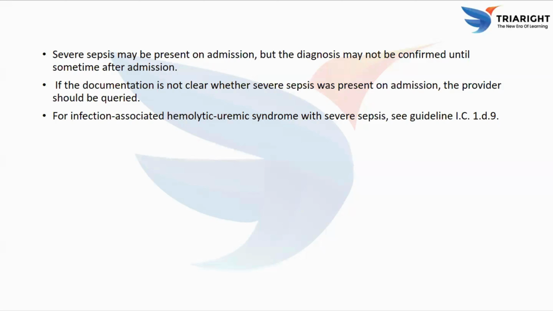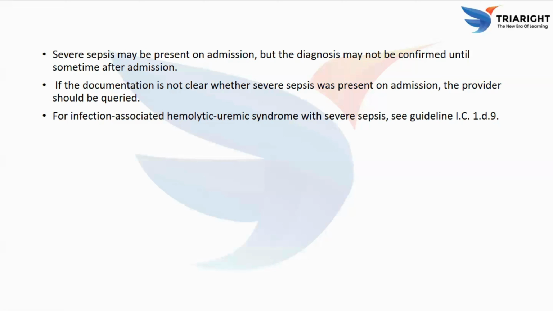So if the documentation is not clear whether severe sepsis was present on admission, then the provider should be queried. So why query? Because coding severe sepsis depends upon the timing. Was it already present when the patient arrived, or did it develop during the hospital stay? So if the chart does not clearly state this, coders must query to avoid the wrong sequencing. So, an example of when to query. The documentation shows the patient admitted with pneumonia. So severe sepsis is noted on day 2, but it is unclear whether symptoms existed before admission. So the coder must ask, was severe sepsis present on admission or did it develop after admission?